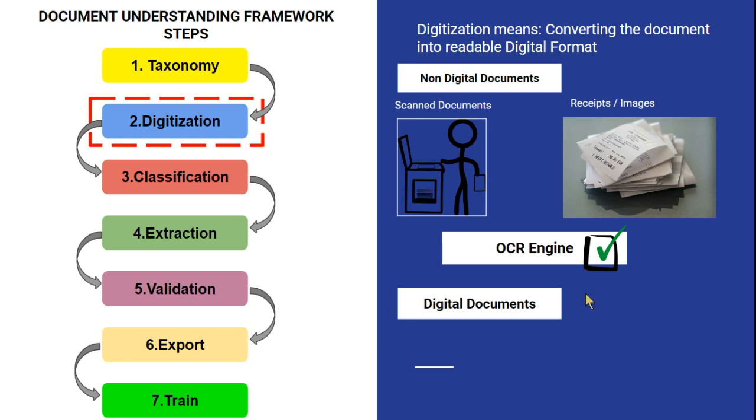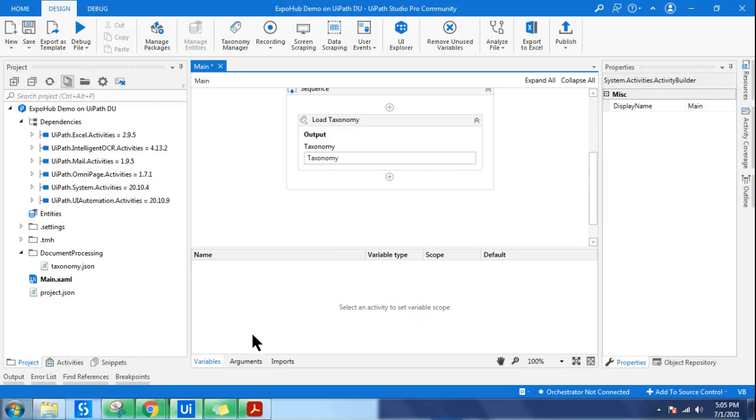Similarly, your digital documents don't require any OCR engine because they are already digitalized, so the computer can read them quite well. Let's say a PDF document. All these invoices which are in PDF format can be read quite easily. Now how this process is implemented in UiPath, we need to learn. So let's go back to UiPath Studio.